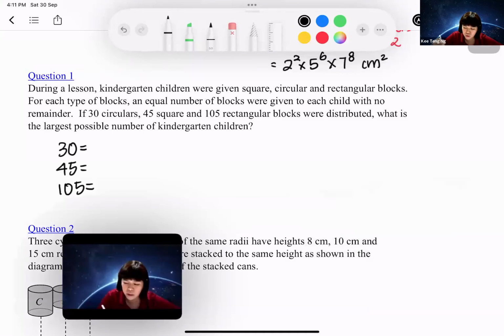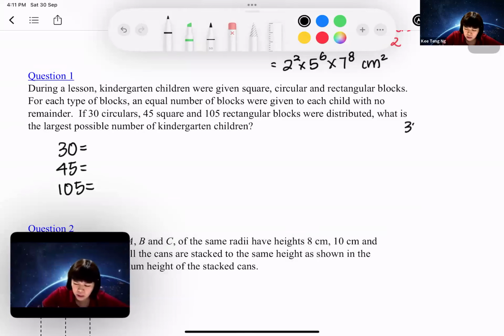Okay, so what we need to do is split this up. The number 30 divided by 2 prime factors, 15 divided by 3 to get 5.